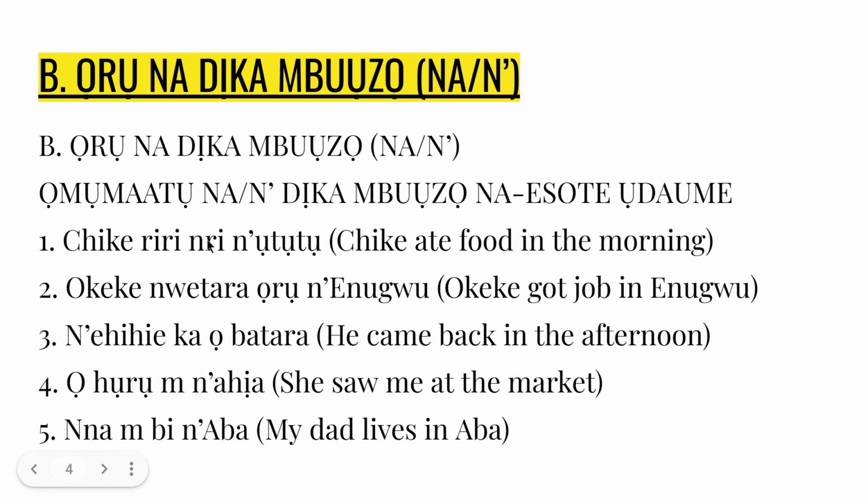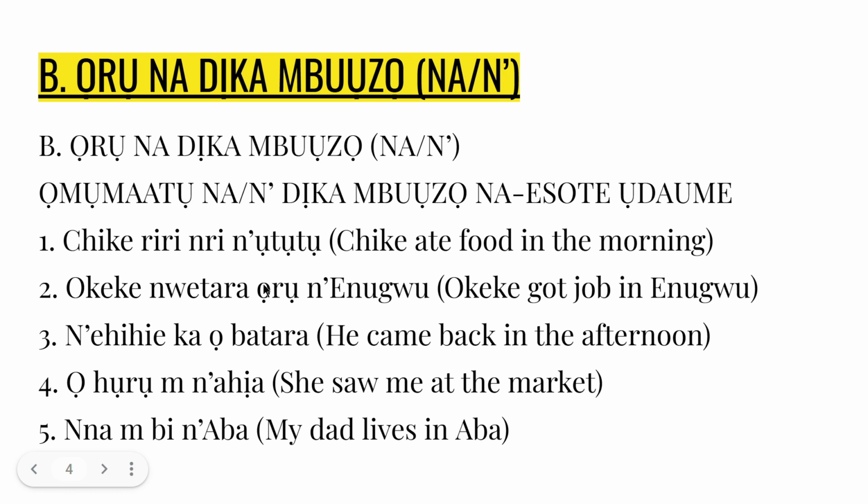And I said once you say na and the word following the na starts with a vowel, you will remove the a. That is what we did here. So this ụtụtụ, this thing is morning. Ụtụtụ is morning. Now this ụ starts with a vowel, or daume. That is the reason why we remove the a and replace it with an apostrophe. Are you getting it? Then let's look at number 2.